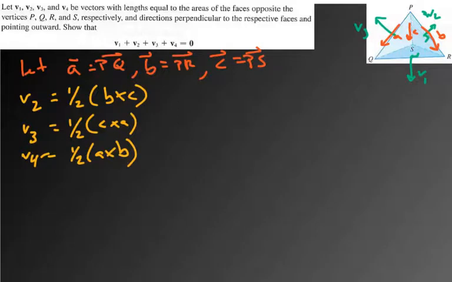The one that I'm not talking about yet is V1, and that's just going to take a little more work. Probably the easiest way to do this is to draw over here. What I want to show you is that QR equals B minus A, and I want to show you QS equals C minus A.